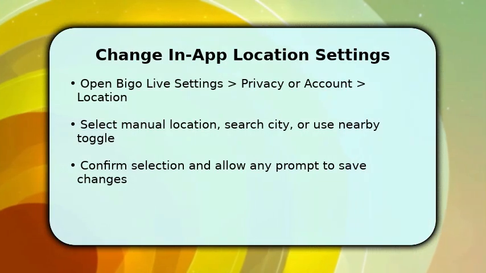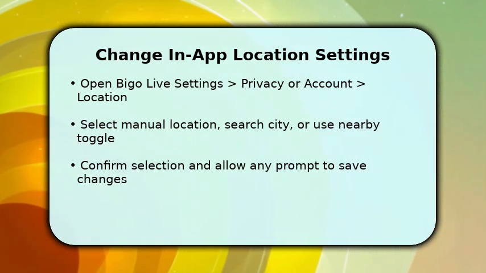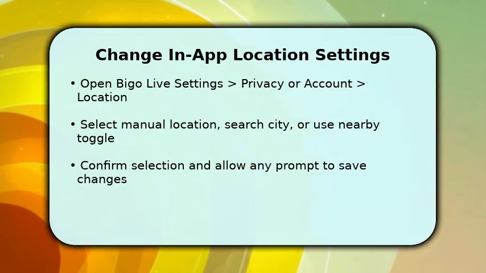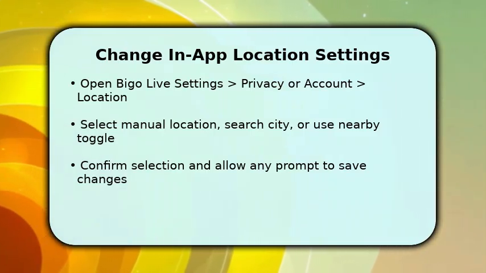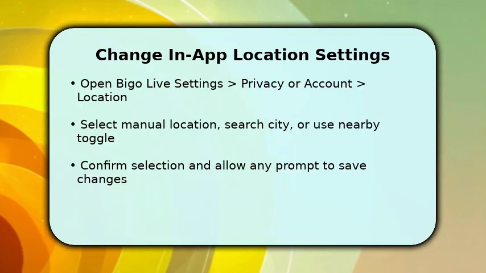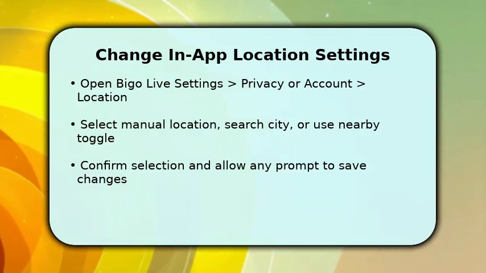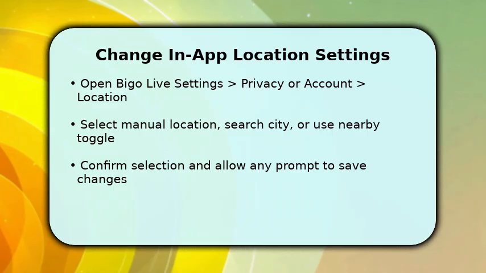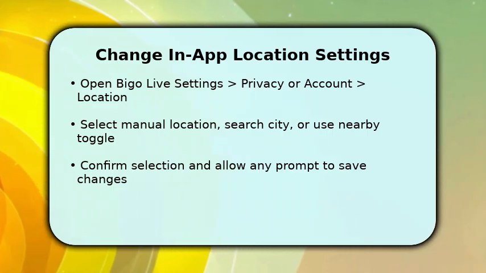Now, inside Bigo Live, navigate to Settings and find the Location or Privacy section so you can override default behavior. You will see options to use GPS, select a city manually, or toggle nearby broadcasting. Choose Manual to set a different region.